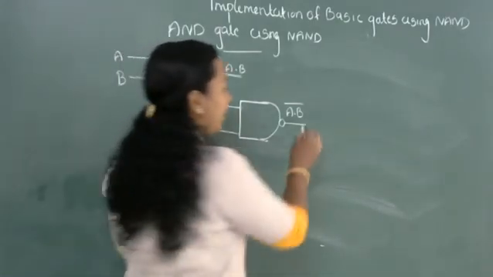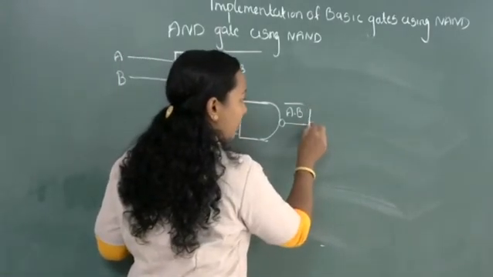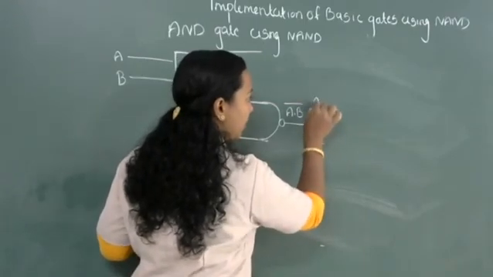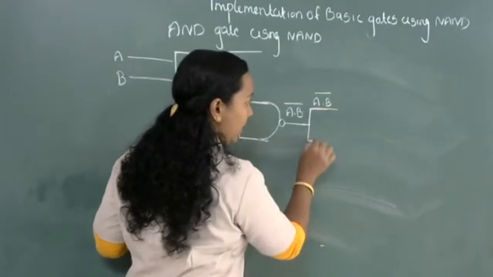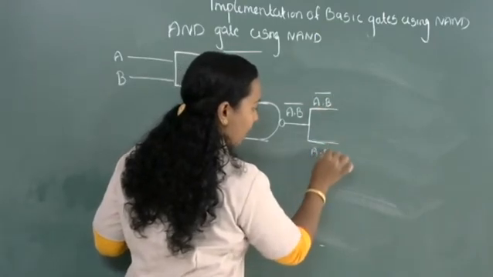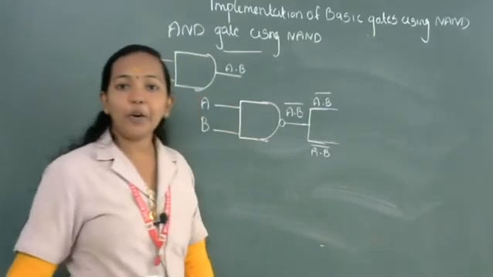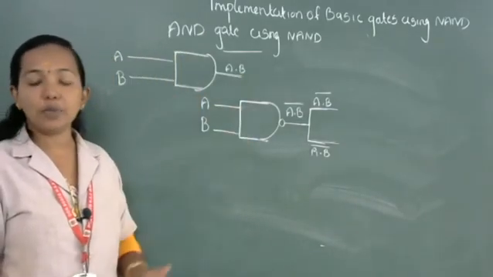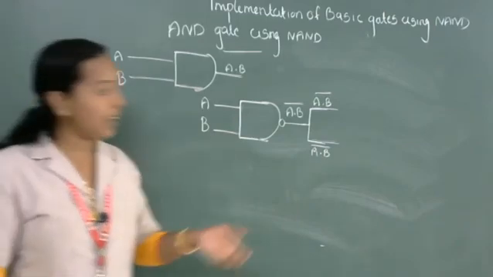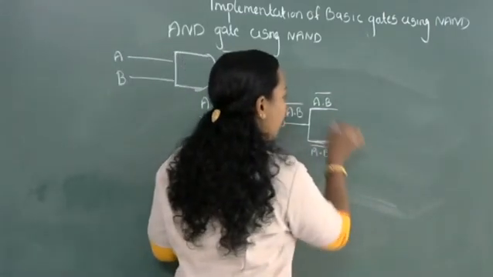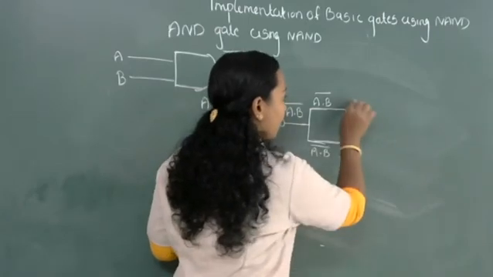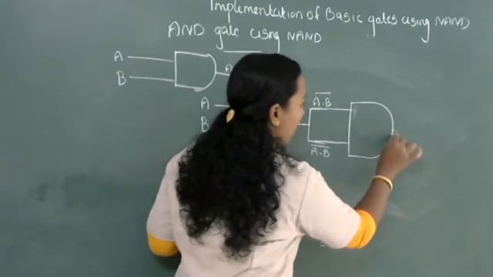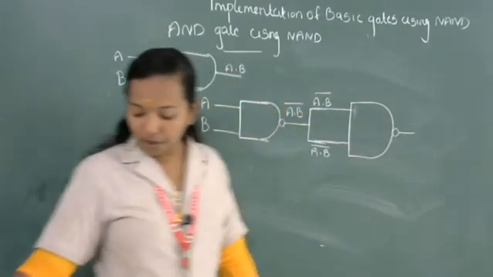Then again I am going to split A dot B all complement into two. In both lines we have A dot B all complement. You know A dot B all complement means it will be a value, and that same value I am splitting into two input lines. Again I am going to apply one more NAND gate.